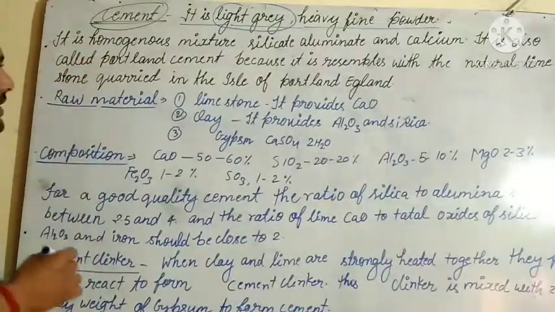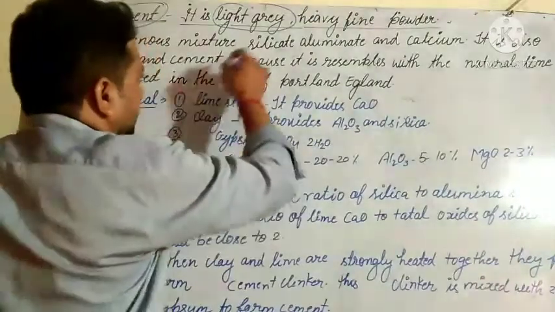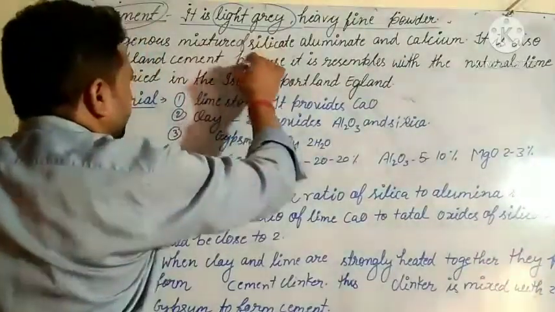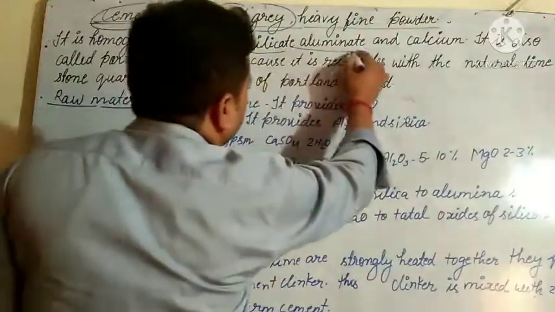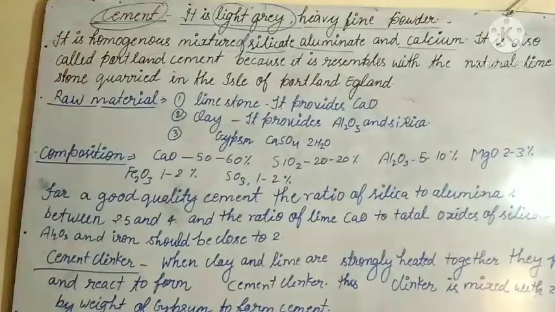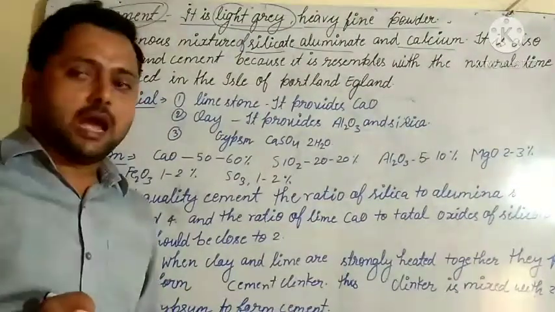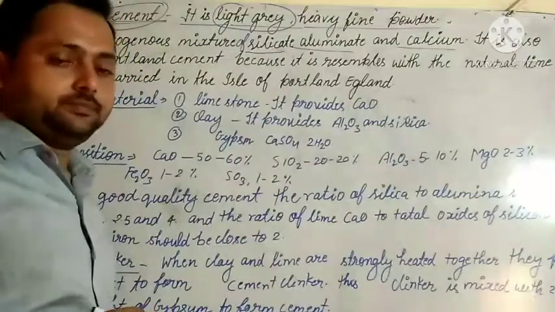It is a homogeneous mixture of silicate, aluminate and calcium. It is a homogeneous mixture of silicate, aluminate and calcium.